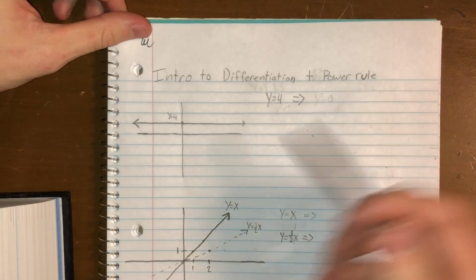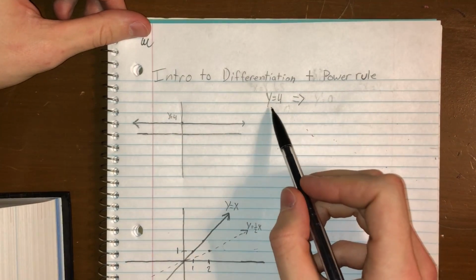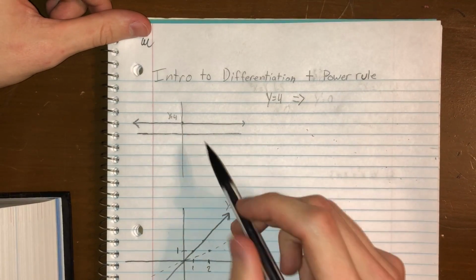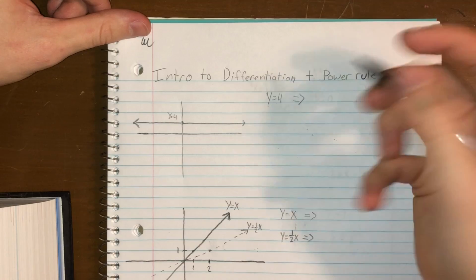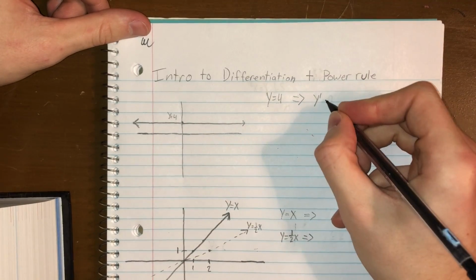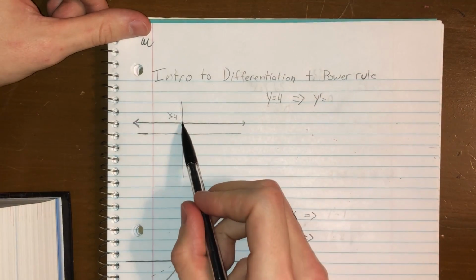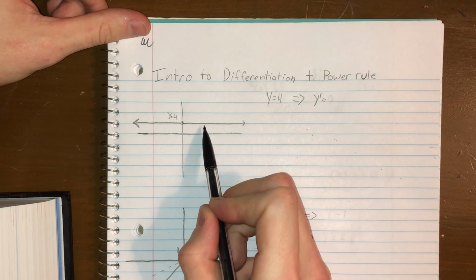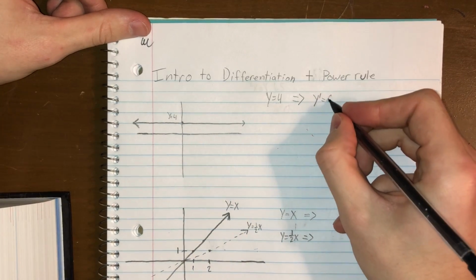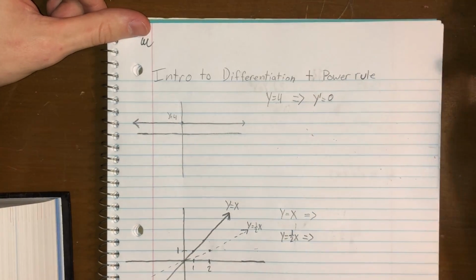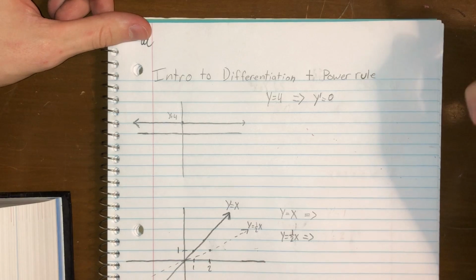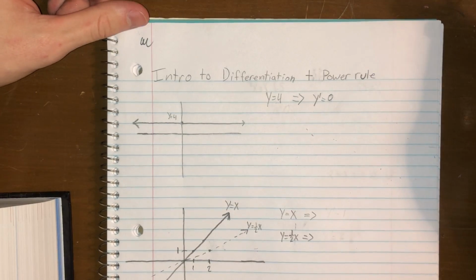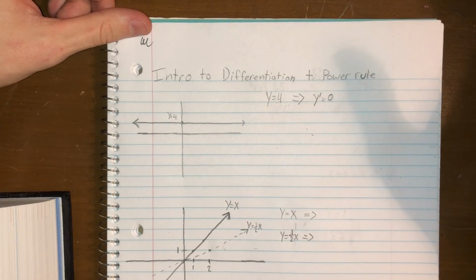So here, let's start out with a basic equation, y equals 4. Here's its graph. So you take the derivative, or as I like to call it, y prime. Now you can see there's no slope, there's no rise, there's no run of this graph. So you know its derivative is 0. And this is true for all constants. Even if it was y equals 10,000, y prime is still 0.